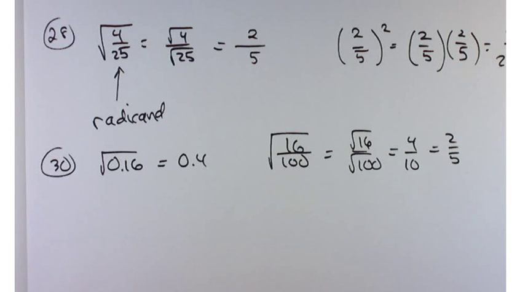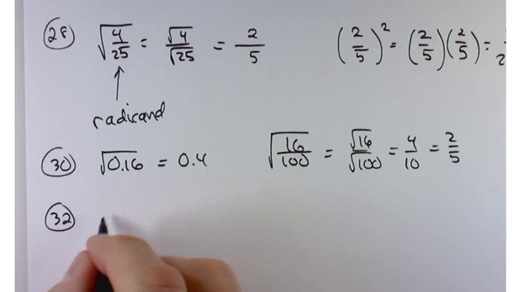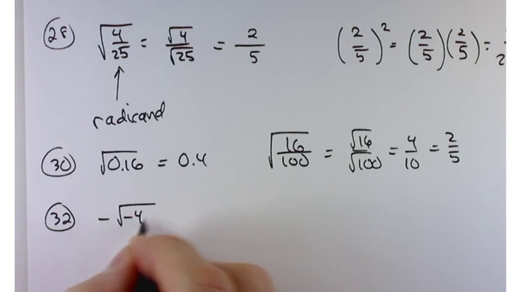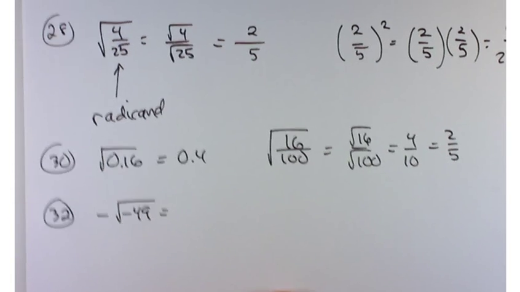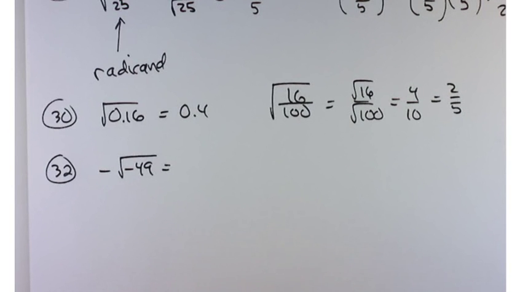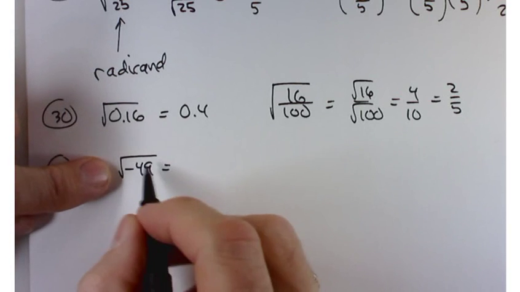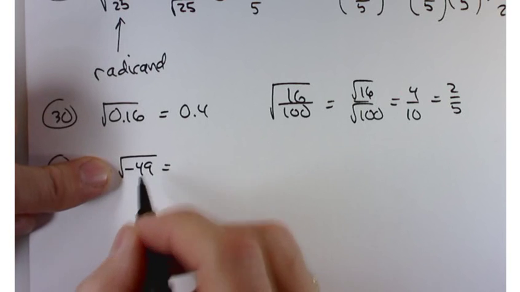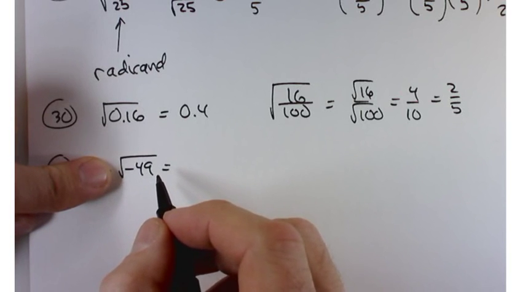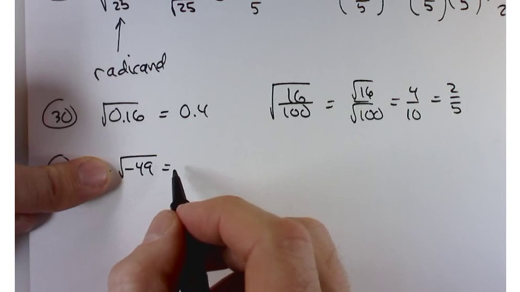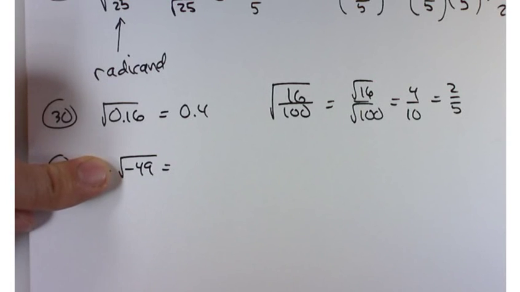Let's try problem number 32. Negative the square root of negative 49. This one's a curveball. It's tempting to say negative 7, but let's see. What we want is something that when we square it, we get negative 49. Well, negative, but if it was a negative times a positive, then you're not squaring it. You have to multiply something by itself.